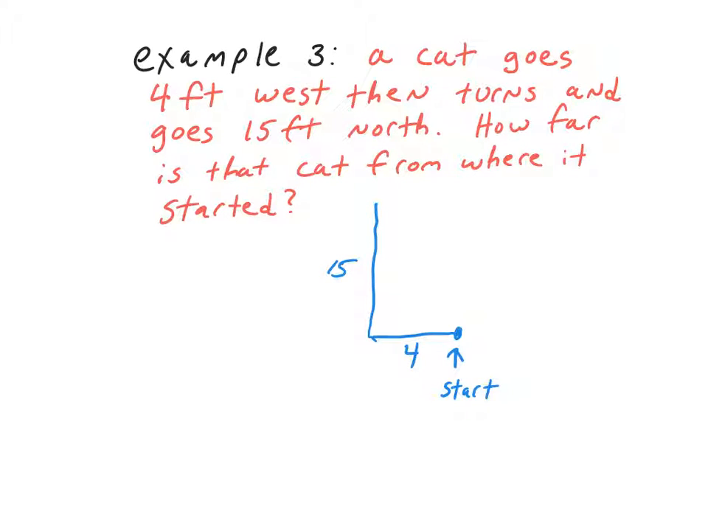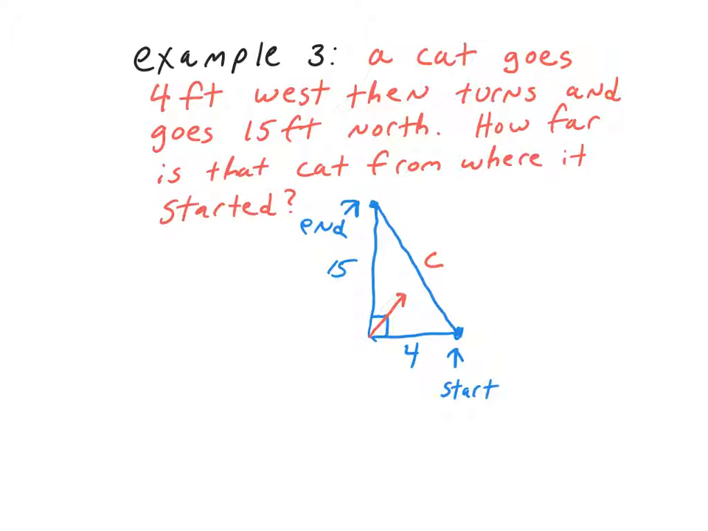And the question is, how far is the cat? So right here is where it ends up. How far is the cat from where it started? So this is the end. What we do is connect the end with the start, like that, to make a triangle. Then we have a nice right angle right here, so we can do the Pythagorean theorem. First we have to figure out which side is the hypotenuse, our c side, and that is the missing side.